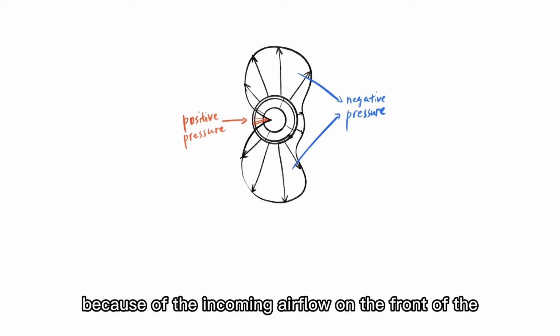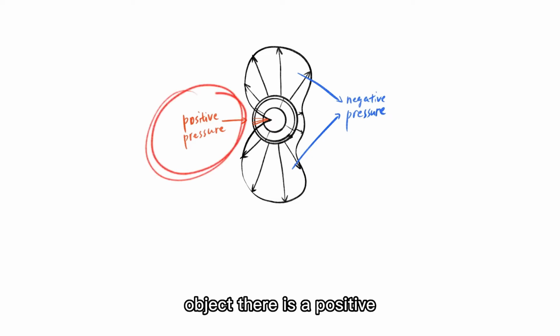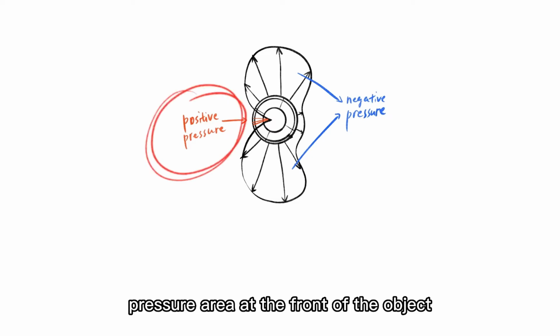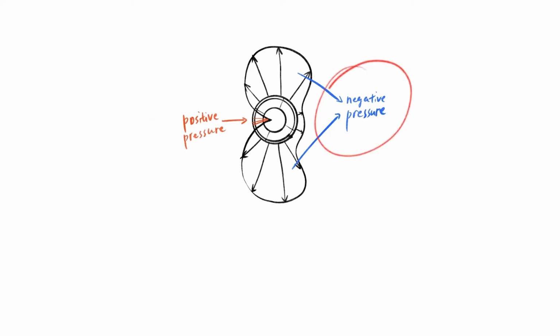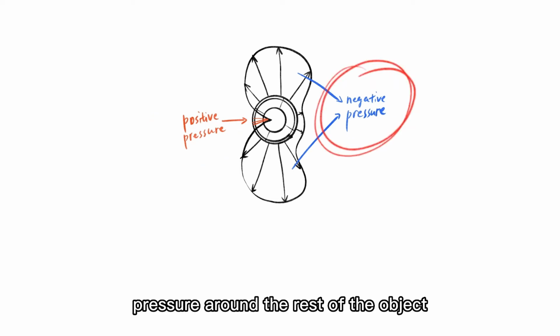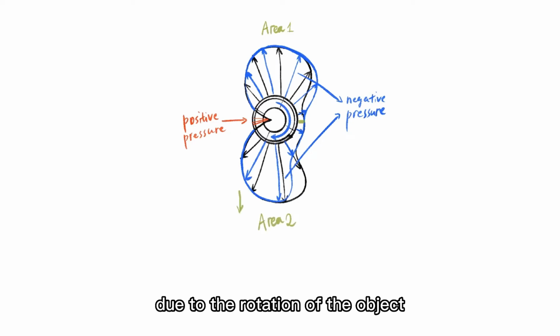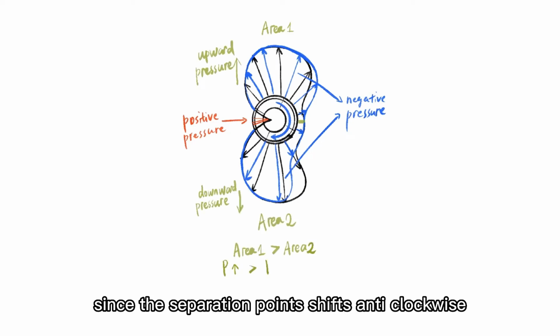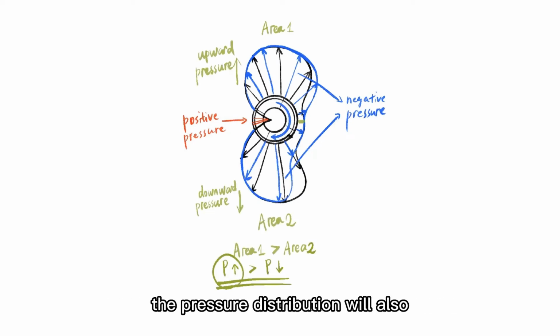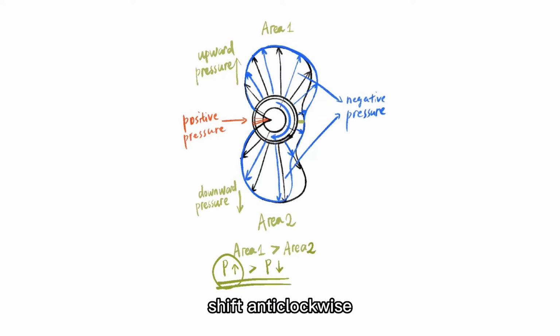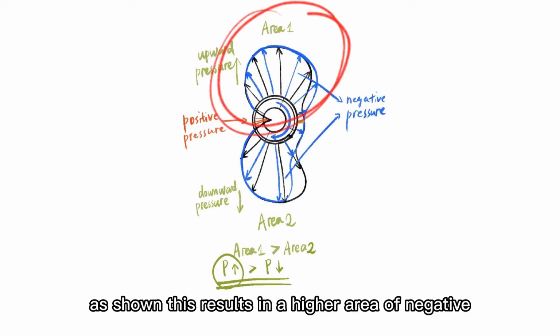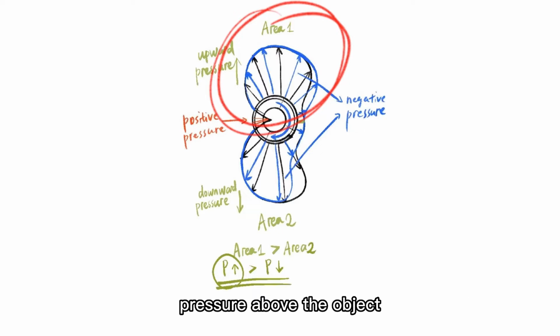Because of the incoming airflow on the front of the object, there is a positive pressure area at the front of the object and a negative pressure around the rest of the object. Due to the rotation of the object, since the separation point shifts anticlockwise, the pressure distribution will also shift anticlockwise, as shown. This results in a higher area of negative pressure above the object than under it.